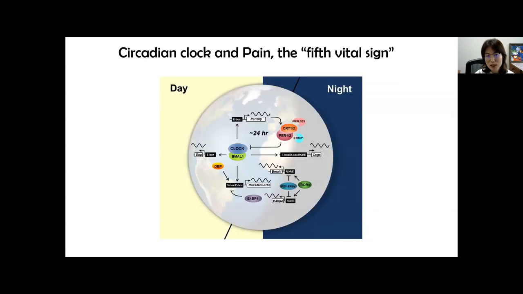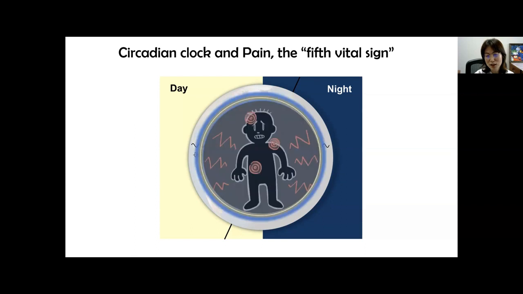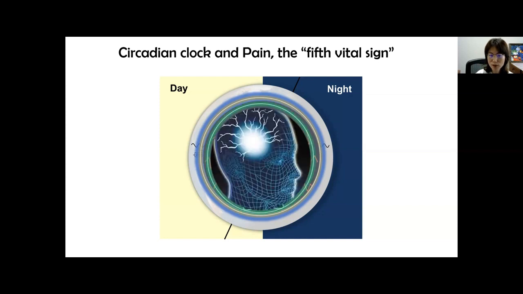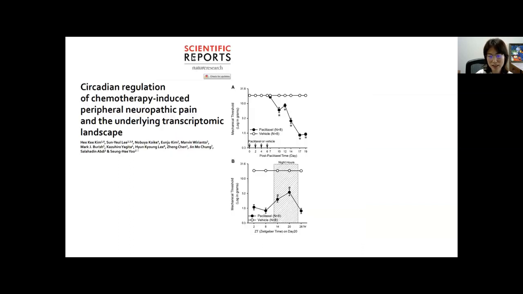As I got interested, I realized that there is a rhythm of pain. Pain is called the fifth vital sign, and a lot of pain has circadian rhythm, but it looks like no one is studying it. So I decided to jump in, look for a pain model, see whether circadian rhythm of pain exists, and how it is regulated. First, very briefly, I will describe my first work related to CIPN. And in the second part of my talk, I will describe my recent work about circadian clock regulation of headache.